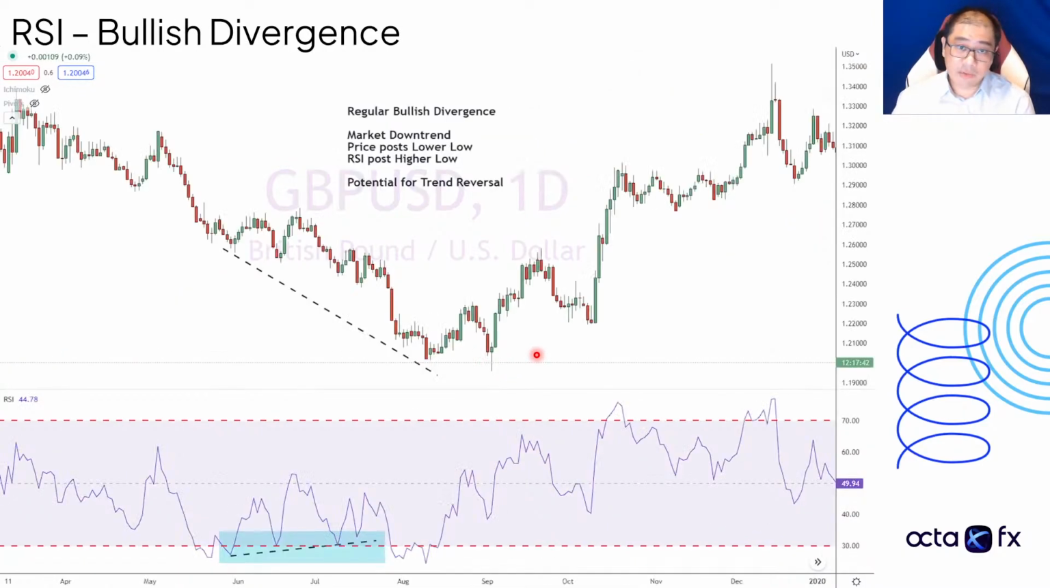Okay, RSI bullish divergence: market in a downtrend, price continues to create a lower low, RSI starts to create a higher low. Potential for trend reversal. Market continues to go down, RSI starts picking up. That's when you know there's going to be a potential reversal in the market. Again, this is going to be in a separate webinar, so don't look too deeply into divergence if you don't really master momentum. So master momentum first, and then we can talk about divergence. We're not going to talk about divergence until later on, so you have a lot of time to catch up.